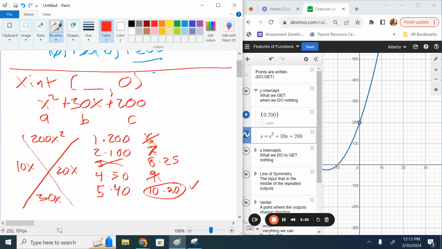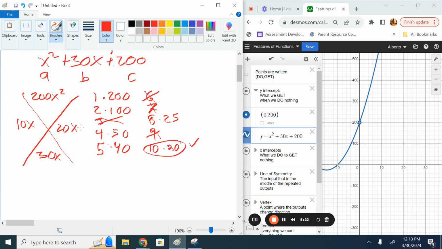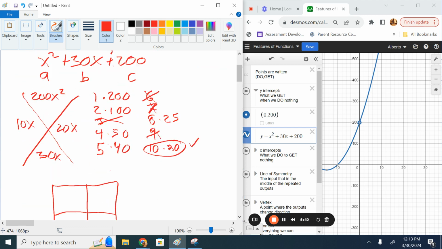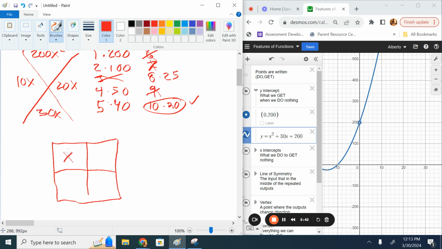All right, so now I know the values that are going to go into my area model. Some of you know the shortcut that if A is 1, you're pretty much done. But I'm going to work through this just in case you need that extra guidance to verify that it does work. Okay, so we always put A in that top left corner, which is x squared.